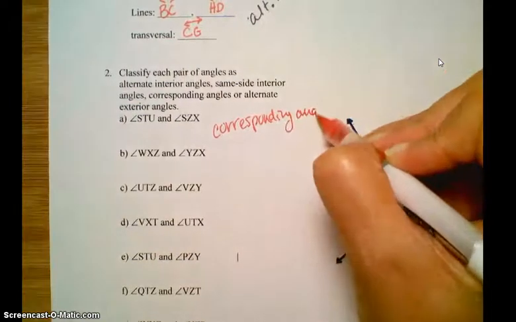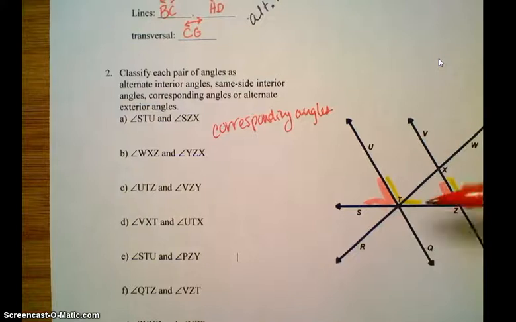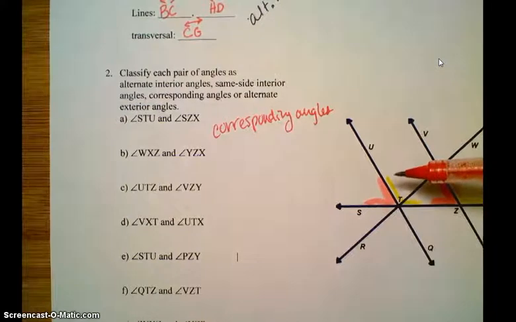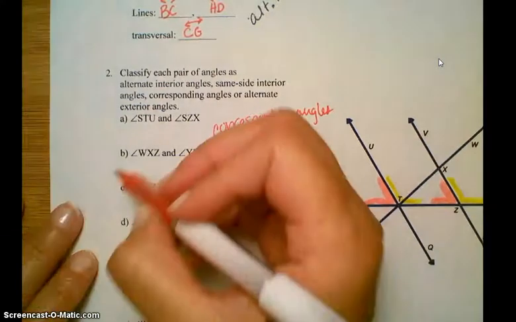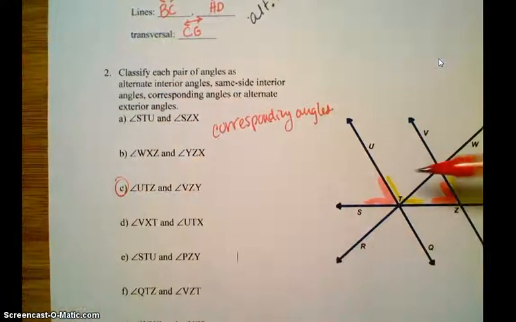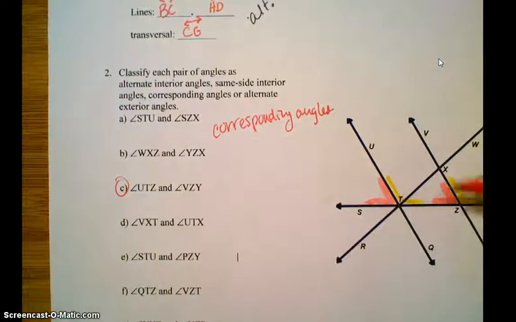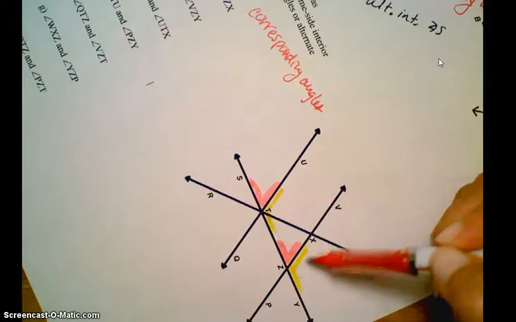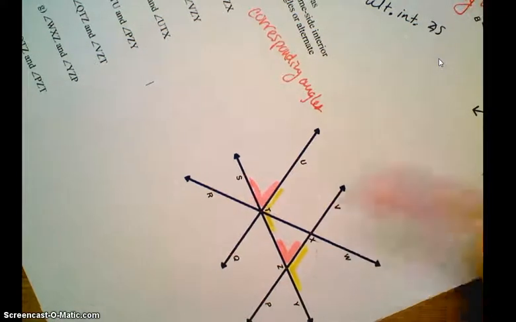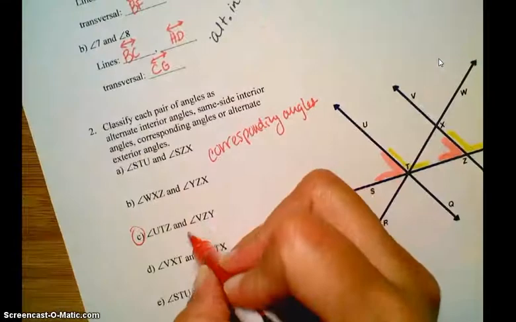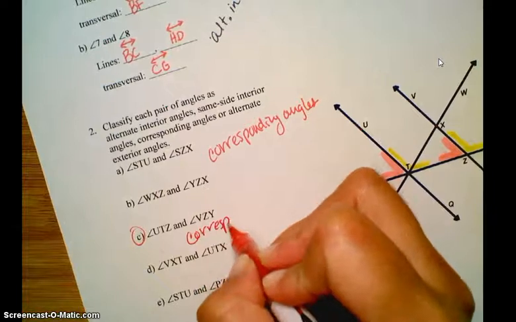For the second example, I have those two angles. Oh, pardon me, I did the third one. I have those two angles outlined in yellow, UTZ and VZY. And if you look again, you can see that F happening in yellow, and therefore those are also corresponding angles.